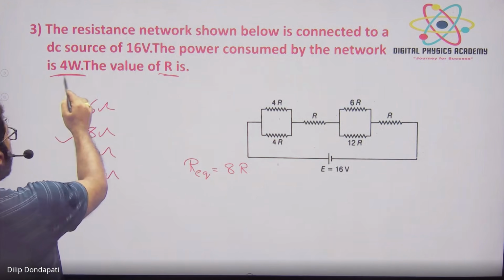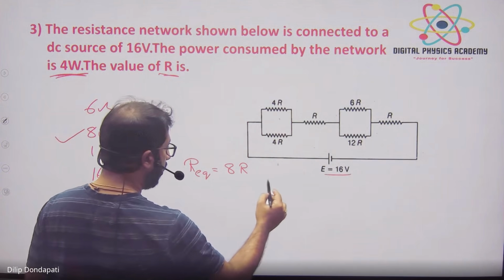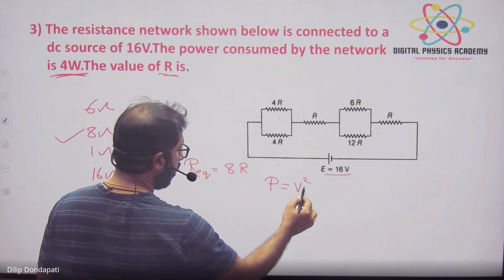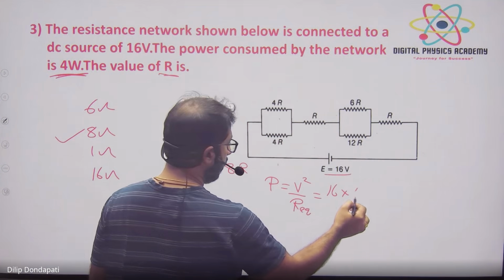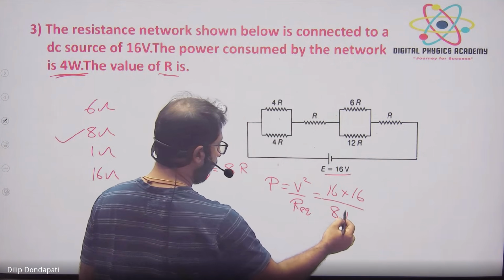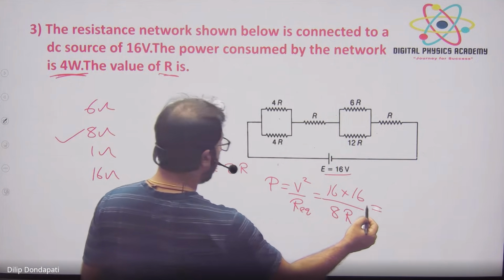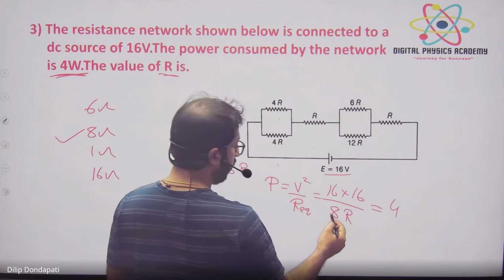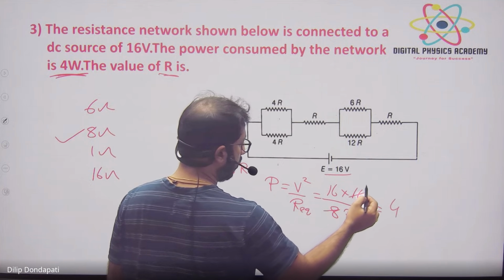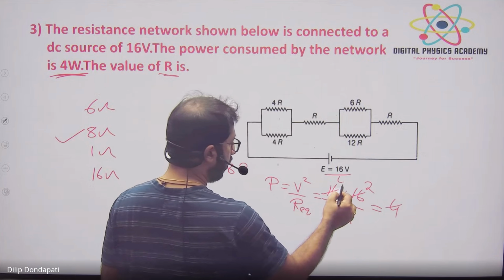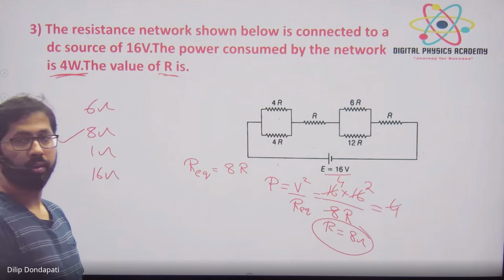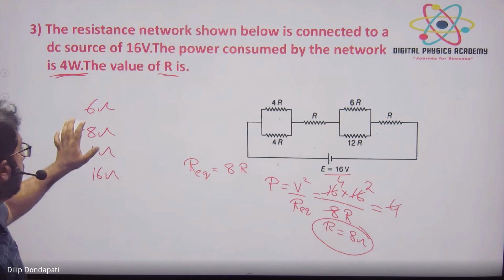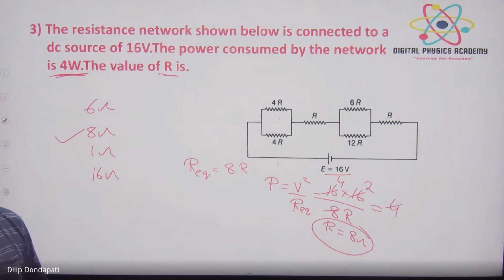Now since total power consumed is 4 watts, right? We know the voltage, right? Formula P equal to V square by R equivalent. So V square is 16 into 16 by R equivalent, which is 8R. And power is how much? They have given 4 watts. So calculate: 16 into 16 by 8R equals 4. So R is equal to 8 ohms. The total network's power dissipated is 4 watts. Okay. See, understood?